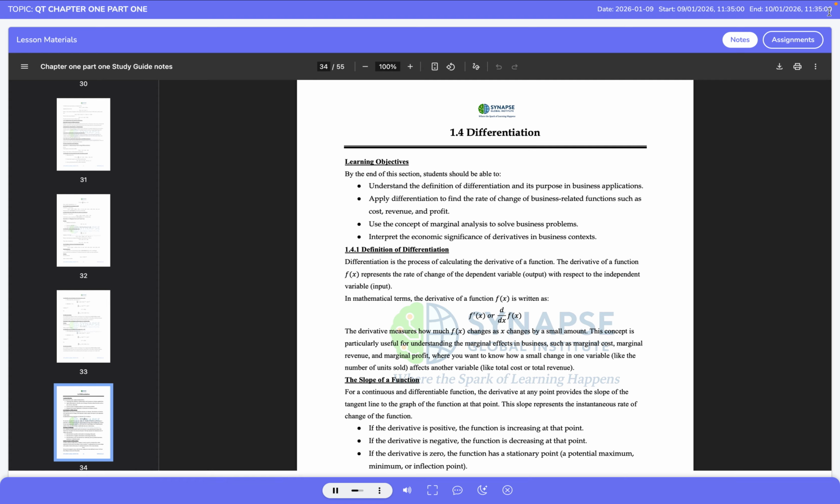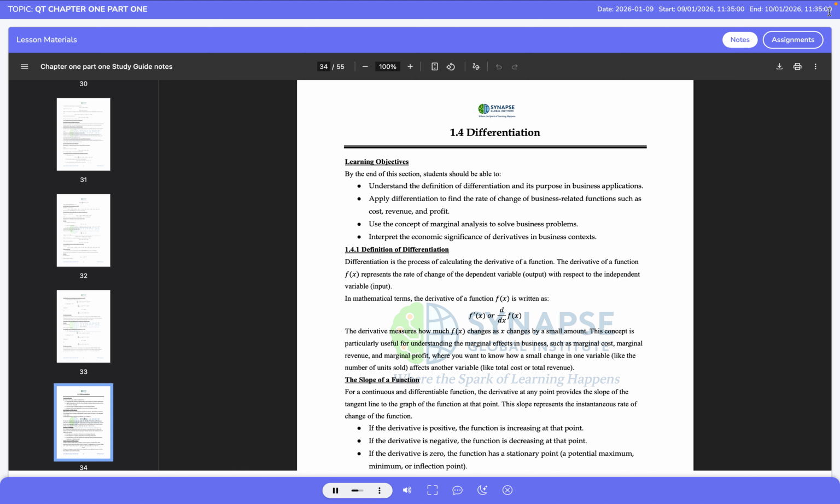This idea is particularly useful in business, where managers are often interested in marginal effects, such as how total cost changes when one more unit is produced, or how revenue changes when one more unit is sold. Mathematically, the derivative of a function can be written as f prime of x, or as d by dx applied to the function.